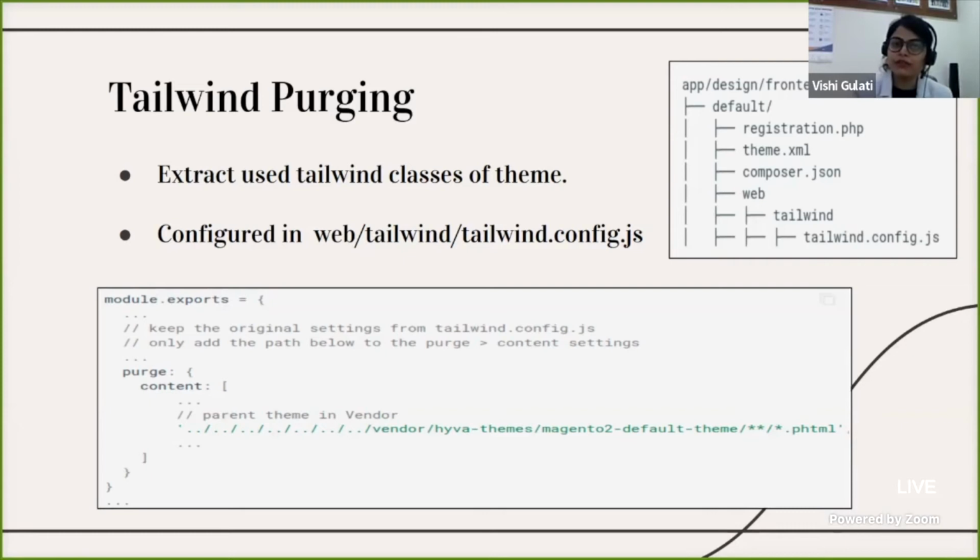Are we going to use that? Simply no, we are not going to use everything. So that's why Tailwind purging comes into place. When we compile our CSS, Tailwind purging extracts the used classes of our theme from the main Tailwind CSS. Suppose you have a large Tailwind CSS, but we have used only some of the classes in our theme. So it just extracts only those classes and creates a new CSS file.